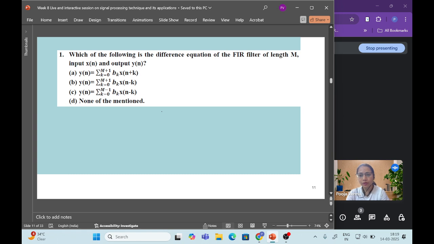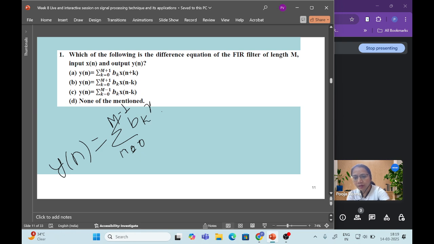Question 1 is which of the following is the difference equation of the FIR filter of length M, input x[n] and output y[n]. We have seen the difference equation for an FIR filter with length M. This is the commonly used FIR filter equation, y[n] equals the sum of k from 0 to M minus 1, where M is the length of the filter, of b_k x[n minus k]. It is in the time domain.